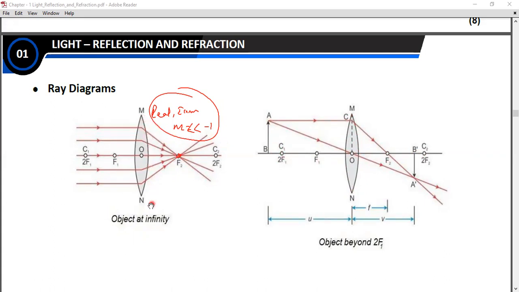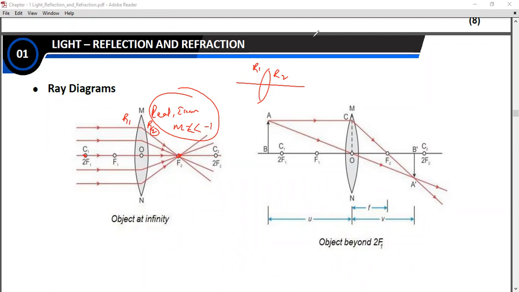For the second curved surface, C1 is the center of curvature. For the first curved surface, C2 is the center of curvature. In the case of a lens, students, there is no standard rule that the radii of curvature must be the same. R1 and R2 for a given convex lens may or may not be the same, right? That's why here we have taken C1 as the center of curvature of this one, and C2 as the center of curvature of this. Fine, students.